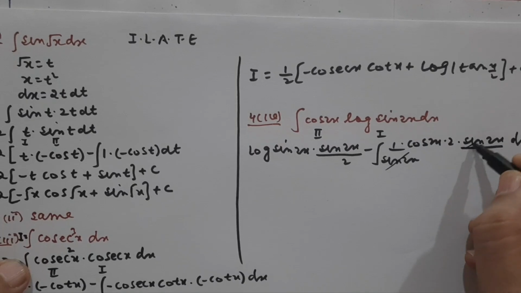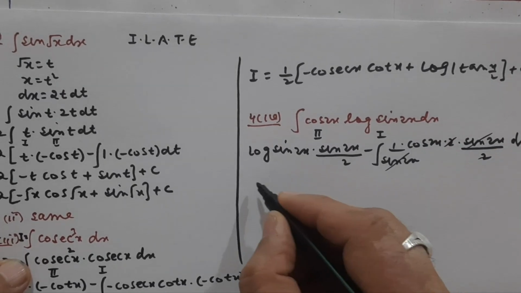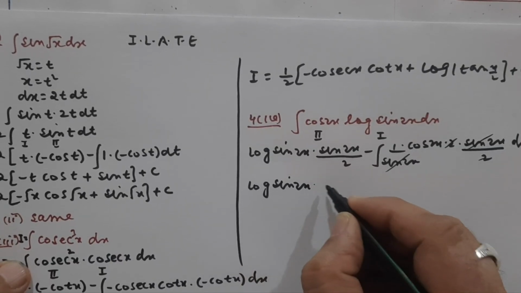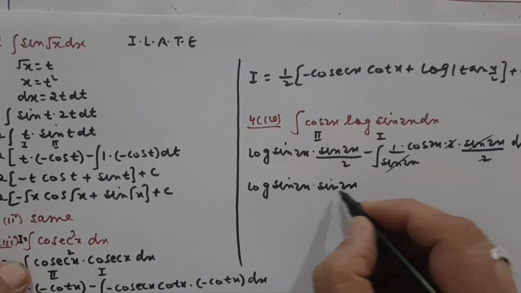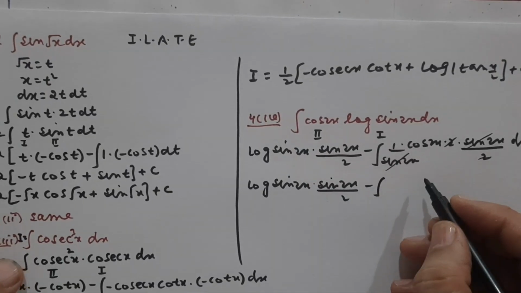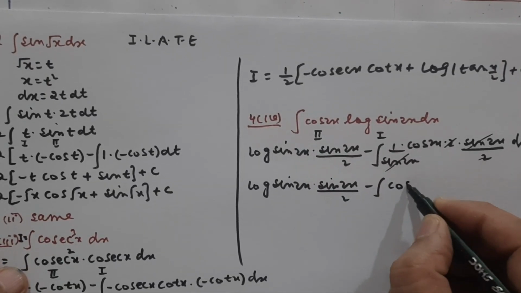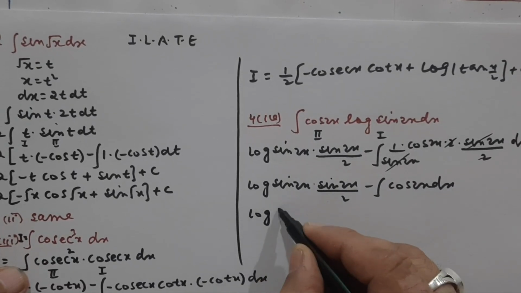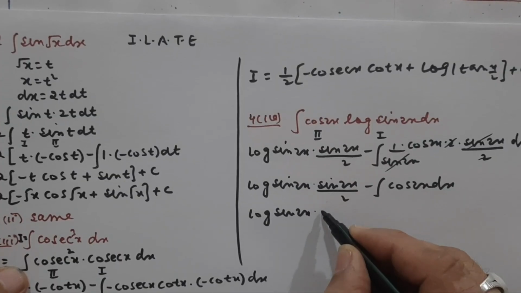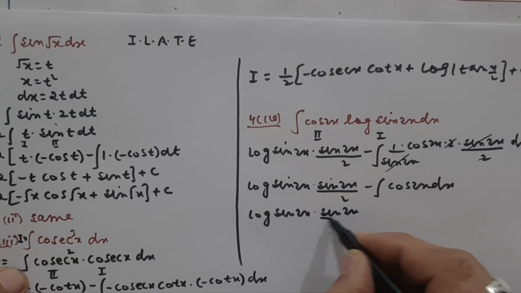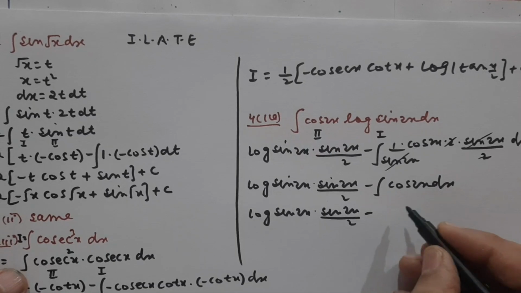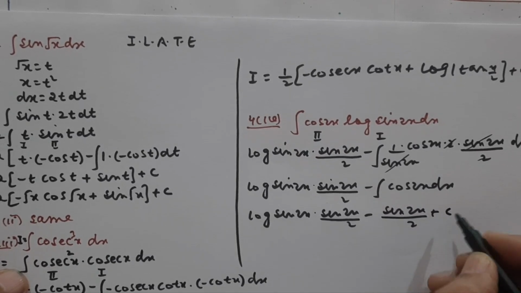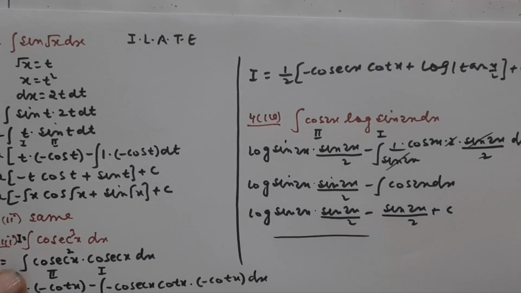So on solving it, what we get, sin 2x can be cancelled with sin 2x, cancel 2 with 2. So we are left with log sin 2x into sin 2x upon 2 minus we are getting only cos 2x dx like this. So now integrating log sin 2x as it is, sin 2x upon 2 as it is. Now integral of cos 2x, this is sin 2x upon 2 plus c. So students, this is the answer of this question.